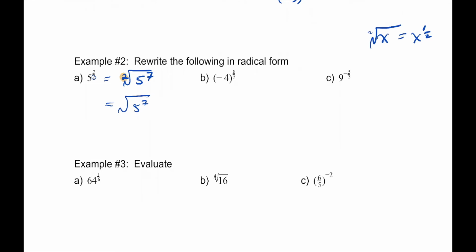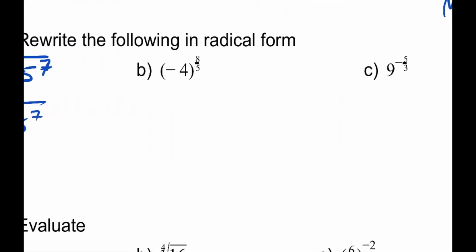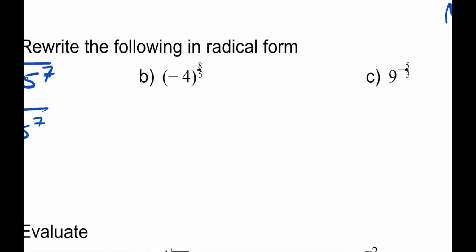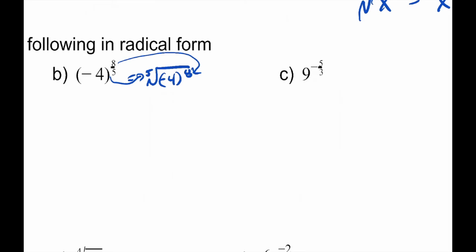So here we have an example of -4 to the power of 8 over 5. So again, our base is going to be negative 4. That's going to be to the power of 8. And then we want the fifth root of that. So again, the denominator is my radix. The numerator is the power. So again, we could write these a different way.